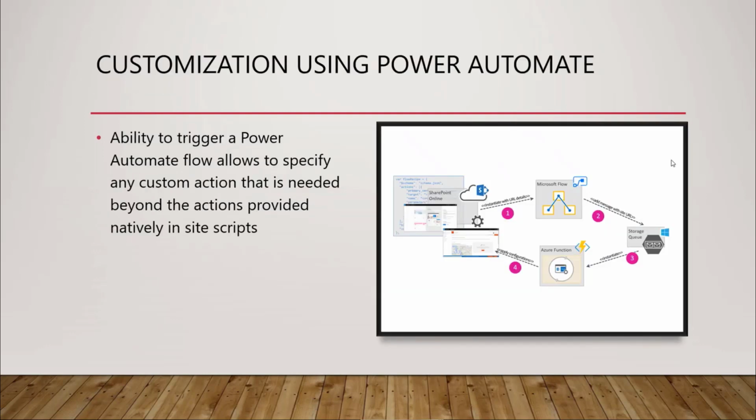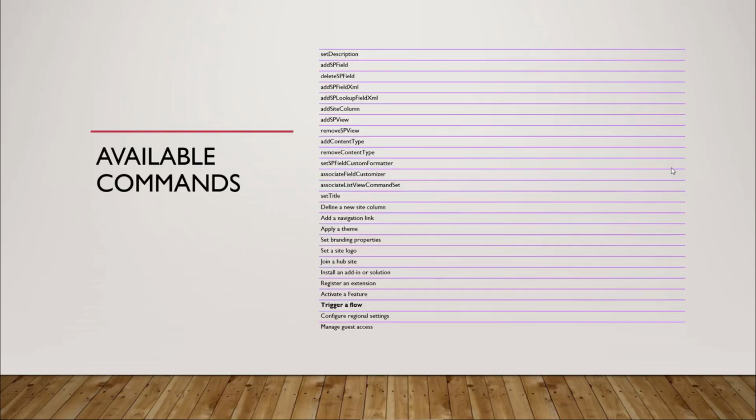So let's see the available commands. What we have been talking about earlier, the verbs. You have set description. You can add an SP field. You can delete an SP field. You can add SP field XML or a lookup field XML. You can play around with these to add certain lookup columns like a SharePoint lookup column, or maybe add a managed metadata column and all those things. These are all camel case based.